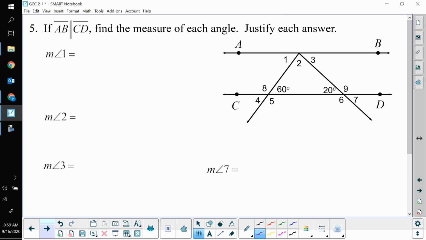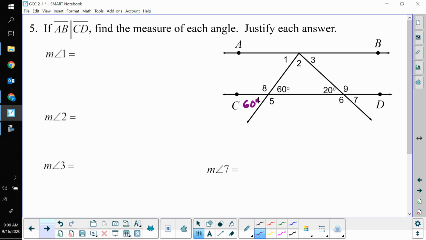Okay, so jumping over to the top of page 4, we got a more complicated picture now. We want to find the measure of each angle, and we have to justify why that is. So we've got the 60 and we've got the 20. And we want to find angles 1, 2, 3, and 7 to start out. But if you notice on the bottom, we have all the other ones. So you have 1, 2, 3, 7, but then you have 4, 5, 6, 8, and 9 down on the bottom. So when I look at this, some of the logical ones that I would find first is I'd start with angle 4.